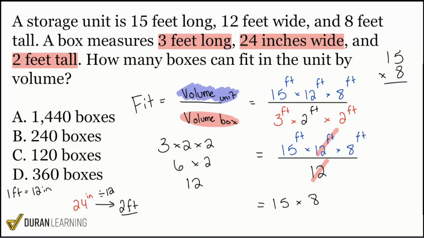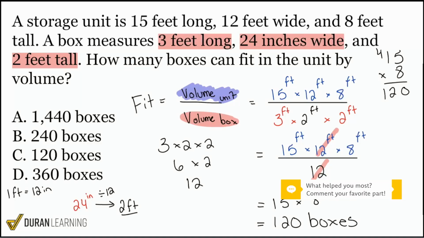15 multiplied by 8 ends up being 120. 5 times 8 is 40, carry the 4. Then 1 times 8, 8 plus 4, and that gives you 12, which overall makes 120 boxes that are going to fit into the unit. And that's why the correct answer here, everyone, is answer choice C, 120 boxes.